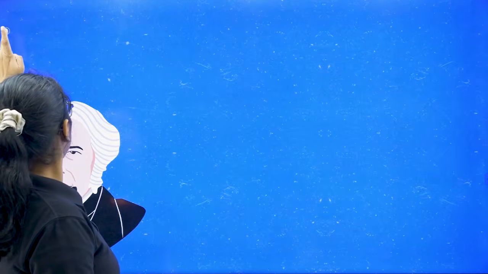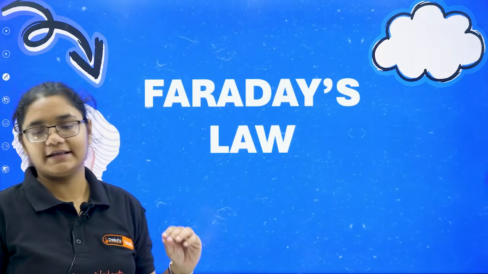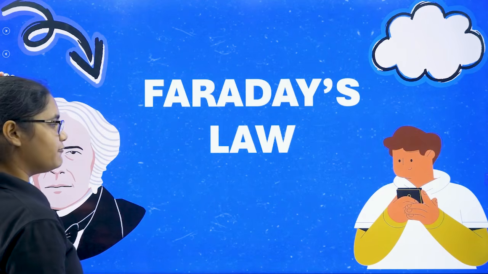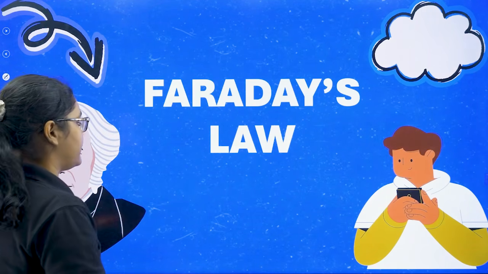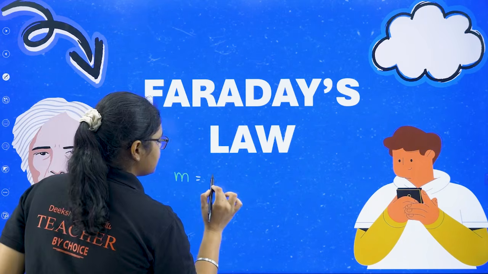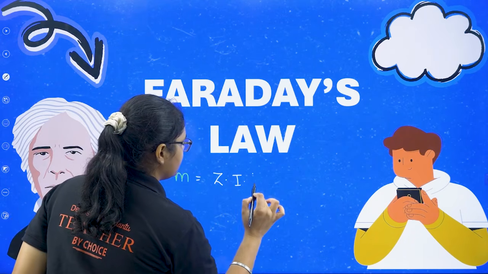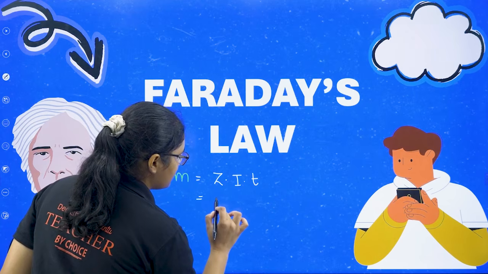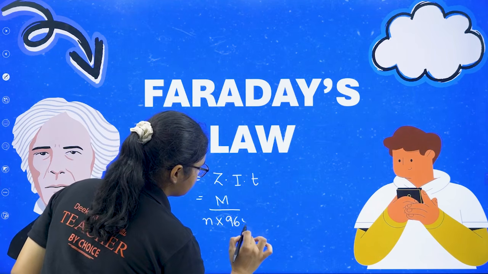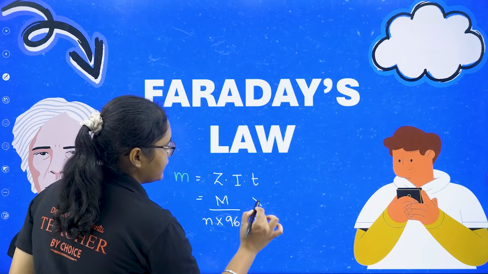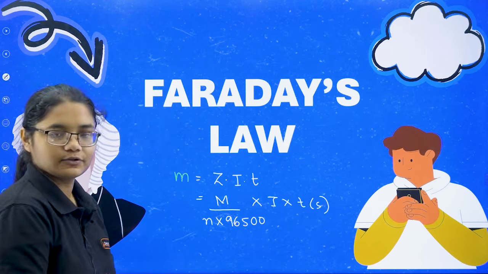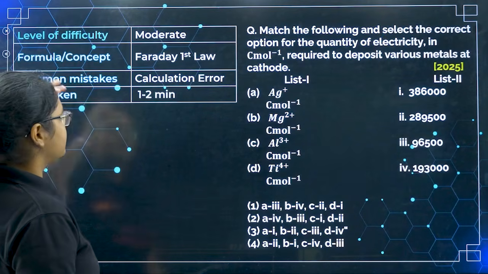Next, moving to next topic, that is Faraday's law. Okay, so here a lot of questions will be asked for you from Faraday's law. So what is Faraday's law? Let's quickly revise. M is equal to Z into I into T, where Z is equal to what? Molar mass divided by N into 96500, okay, into I into T should be in seconds. Okay, fine. Let's see the first question here.